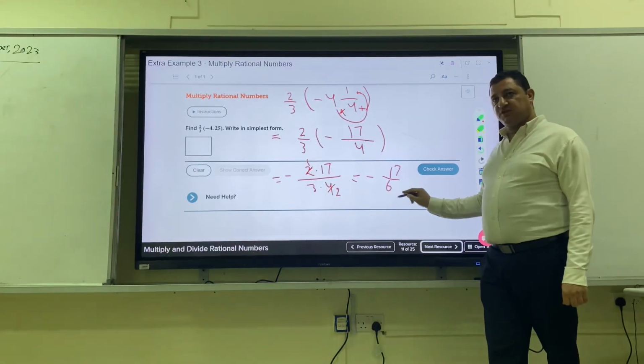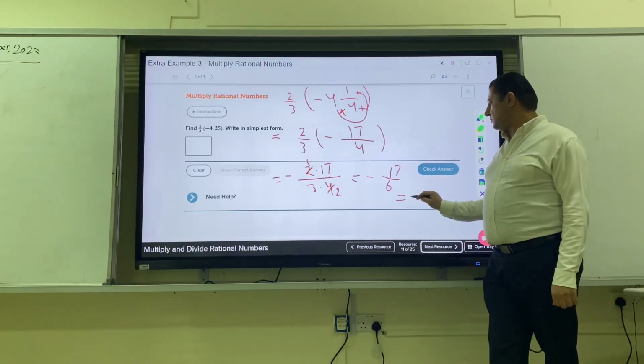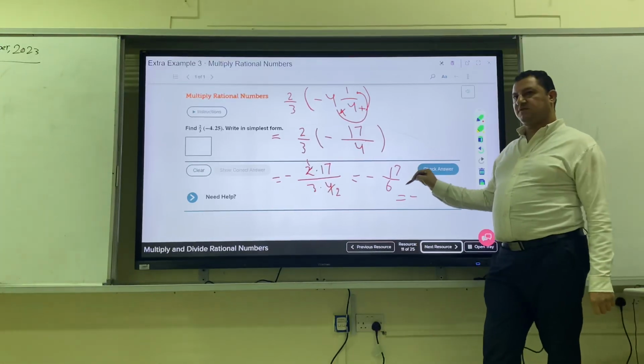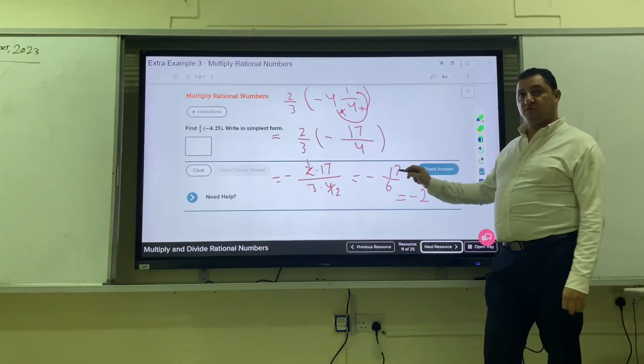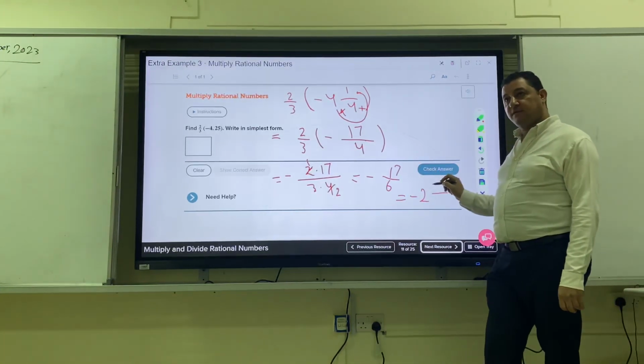This is an improper fraction. We need to convert it to a mixed number. How many 6s in 17? 2 times 6 is 12, not 17. So how many left? 5.